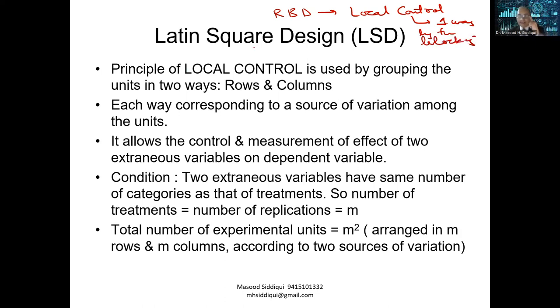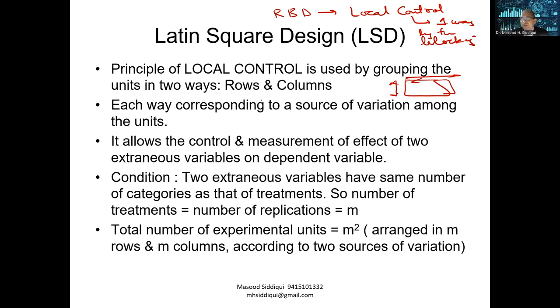Okay. Now we are going to cover the next research design, that is the Latin square research design. Here the principle of local control is being used two way, by grouping the units in two ways, one as per the row and one as per the column. So local control is being implemented row wise as well as column wise. In that way, as far as local control is concerned, it is supposed to be better than the other research designs. But there are certain issues that we are going to discuss.